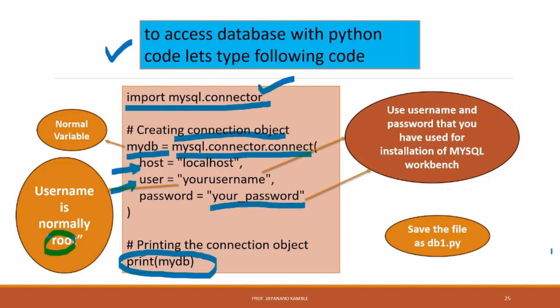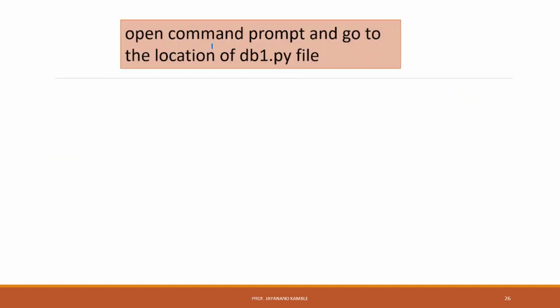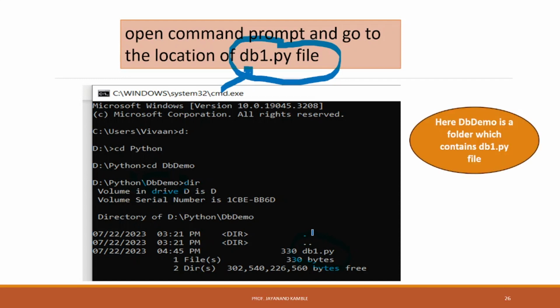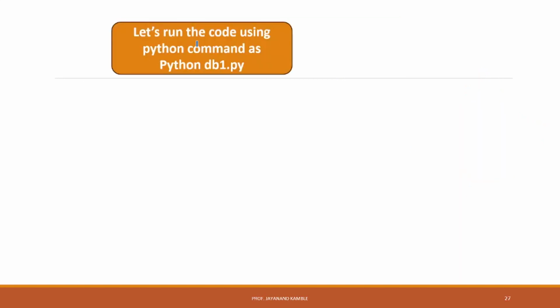So we are going to do everything and save this as a file db1.py, and then open a command prompt and go to the location of db1.py. We are going to create a db demo folder, and in that we are going to save this db1.py file. Here I have shown in the Python db demo folder, we have the db1.py file. So let's run the code using the Python command: python db1.py.